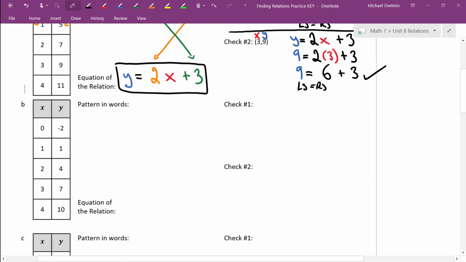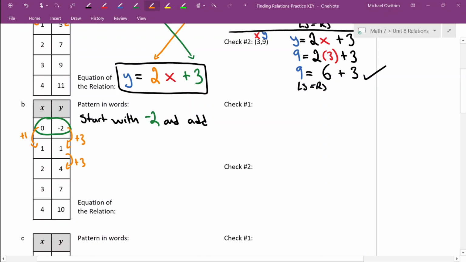Let's take a look at our next one here. So for our starting value, we want to start with the y value when x is 0. So we see that when x is 0, we're starting with minus 2 as our output, and we're adding what each time? So be careful with your integers. When x goes up by 1, y is going up by 3.